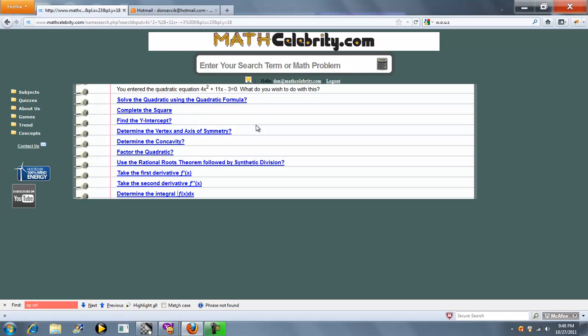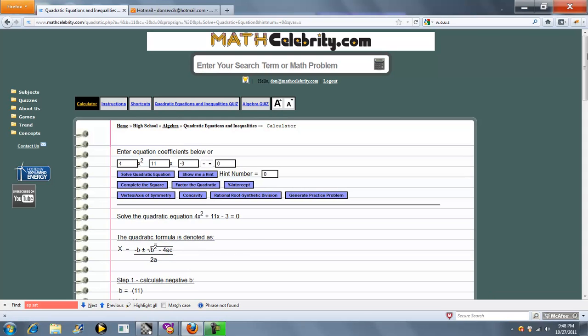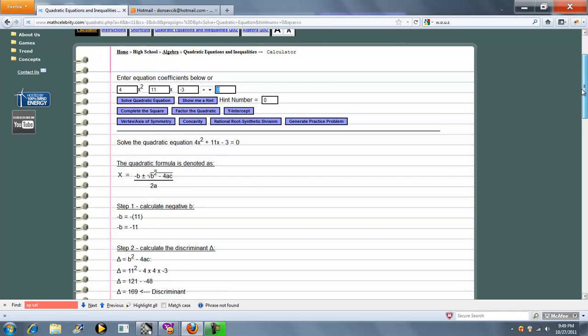So I'm going to start with something that everybody knows, the quadratic formula. So we'll click this link, expand our font. As you can see, the calculator loads your 4, your 11, your negative 3, your equals, because that's what you typed, and then you type equals 0, or if you didn't type it, it loads 0. And we want to solve this equation.